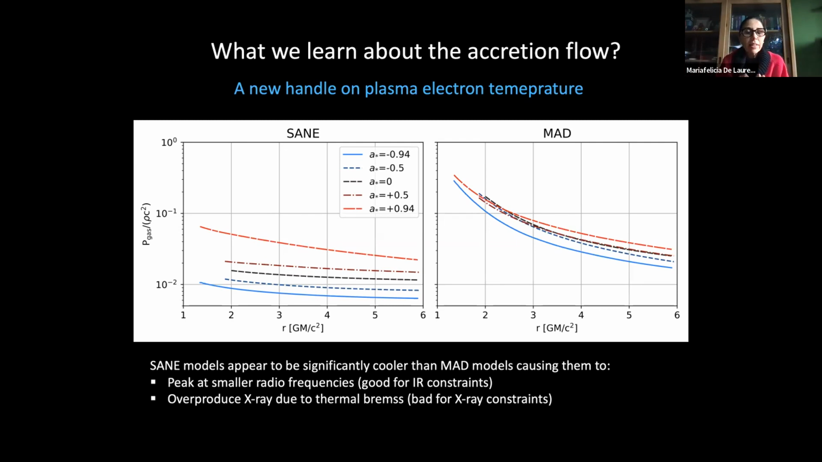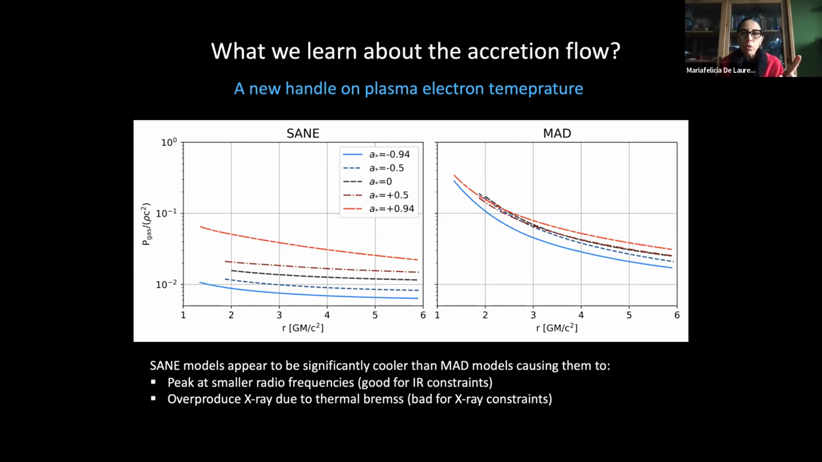And this was the first time we were getting at this, so we were very excited for this result. We understood something about the temperature of the electron. What we are plotting here is effectively the temperature, the gas pressure over the density.